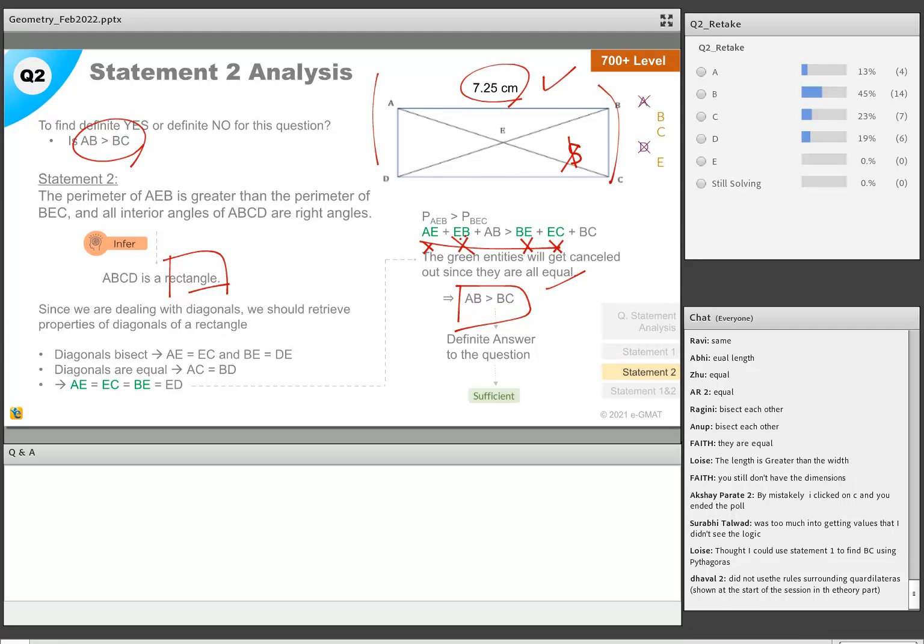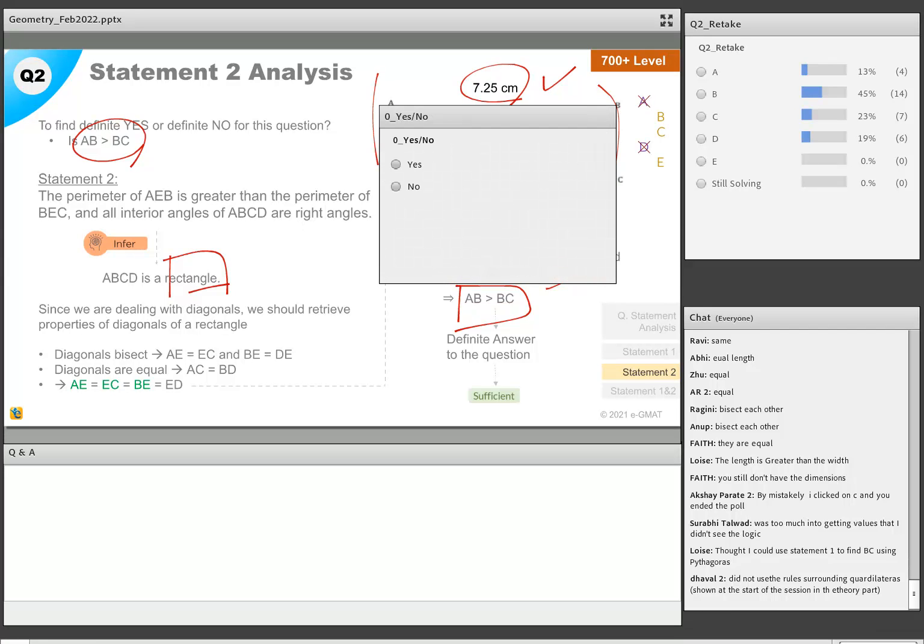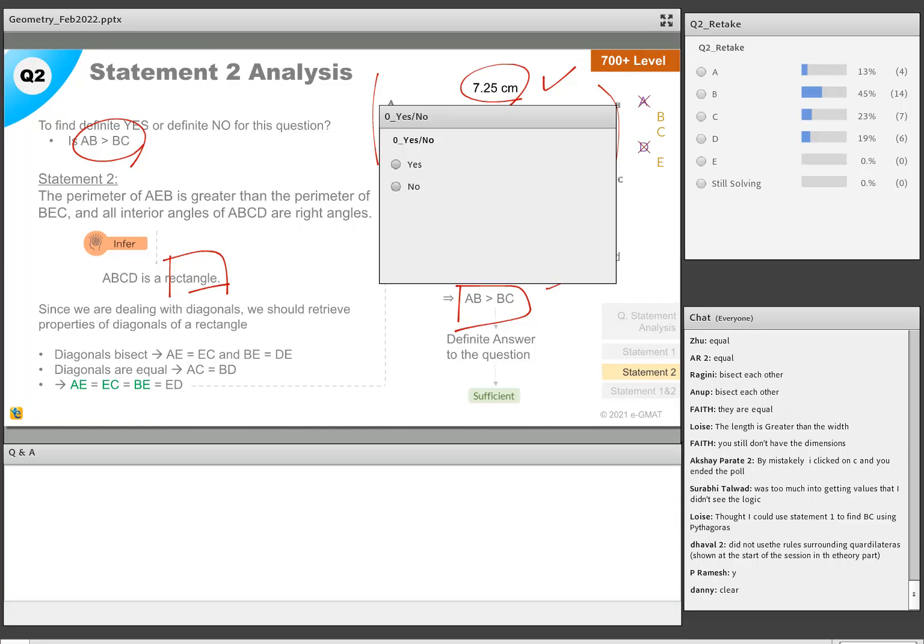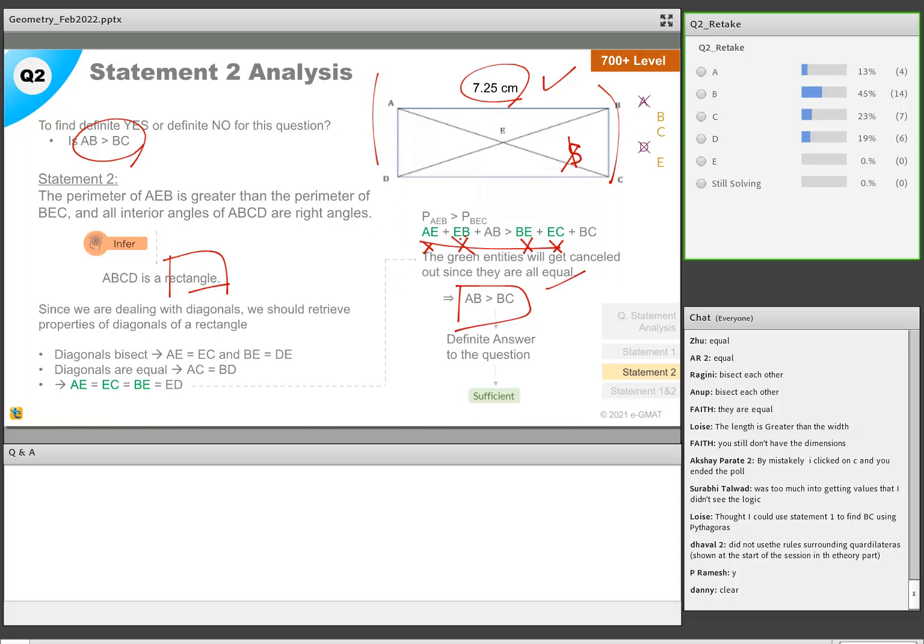So everybody is clear? Any questions? Anybody has a doubt about any of this? Let's put a yes, no. Everybody is clear so far? Then we can move on to the next question. We are going to discuss the last data sufficiency question as well. Good. I like to see this clarity.